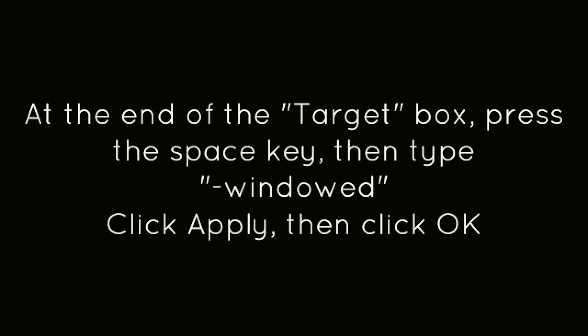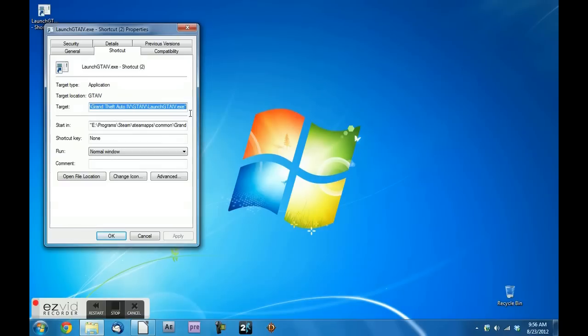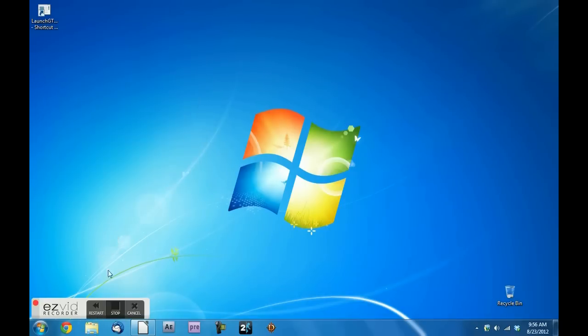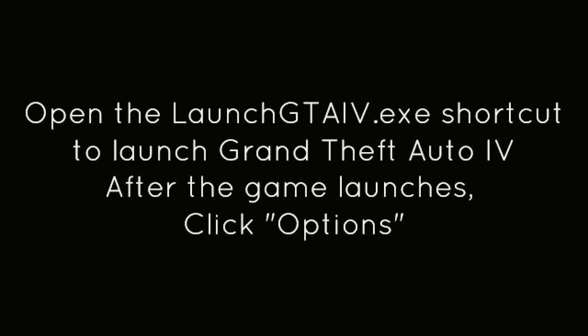At the end of the target box, press the space key, then type dash windowed. Click Apply, then click OK. Open the launch gtaiv.exe shortcut to launch Grand Theft Auto 4.